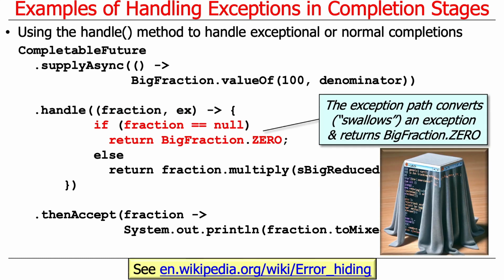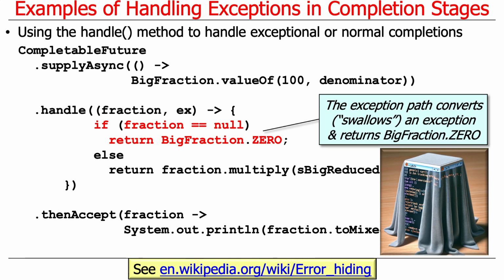Only one is ever set at a given time. If the fraction is null, that means an exception occurred, or conversely, if ex was non-null, that means an exception occurred, in which case we're going to return a 0, the big fraction constant 0, which will swallow or hide the exception. So we're doing error handling.